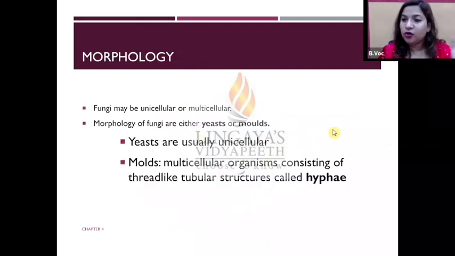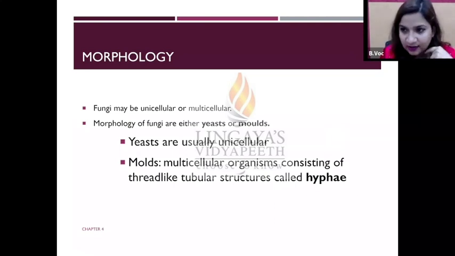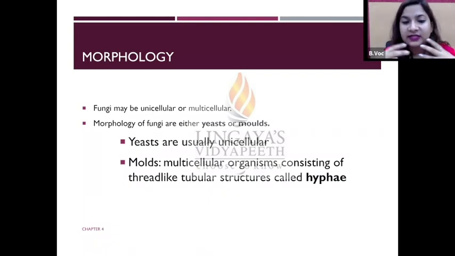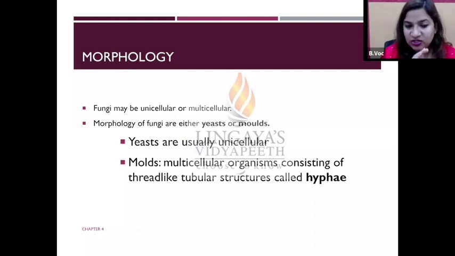Talking about morphology, or shape, size, and structure: fungi can be unicellular, where a single cell is present, or multicellular, where multiple cells are present. They appear either as yeasts or molds. Yeasts and molds are the most important forms of the fungus. Yeasts are usually unicellular in nature, whereas molds are multicellular organisms which consist of thread-like tubular structures called hyphae.